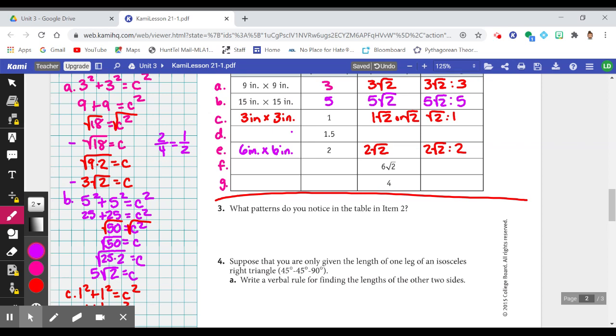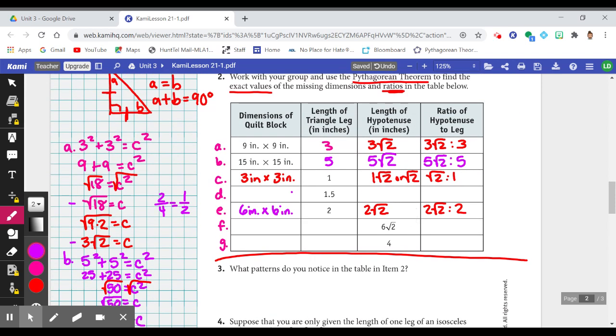So we got 3 times the square root of 2, and then they wanted us to write a ratio of the hypotenuse to leg. So this is one way to write a ratio. We typically write a fraction, but the hypotenuse length was 3 times the square root of 2, and the length of the leg was just 3.